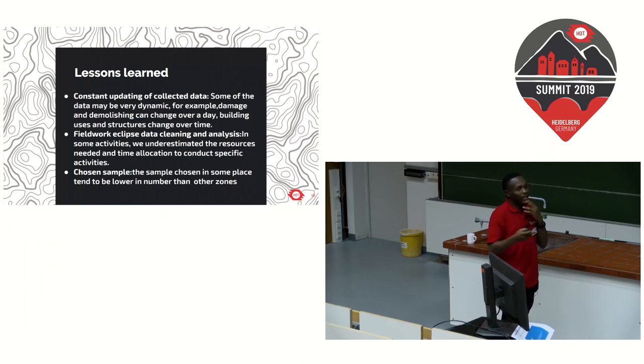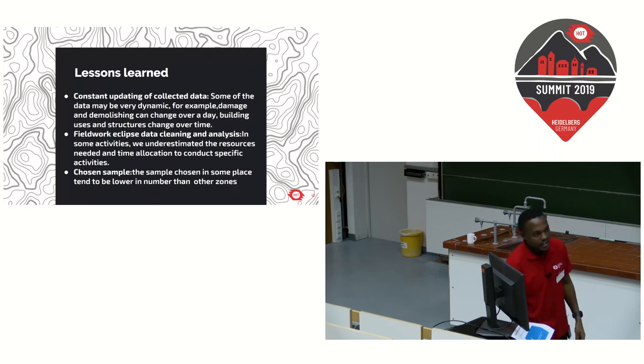Therefore, for the next activities, we have to quickly and clearly allocate resources according to the time as well as according to the whole process of data collection. Also, another lesson learned is choosing the sample. We have to choose an equal number of samples according to the homogeneous zones, so that at the end we get an equal number of buildings surveyed during the process.